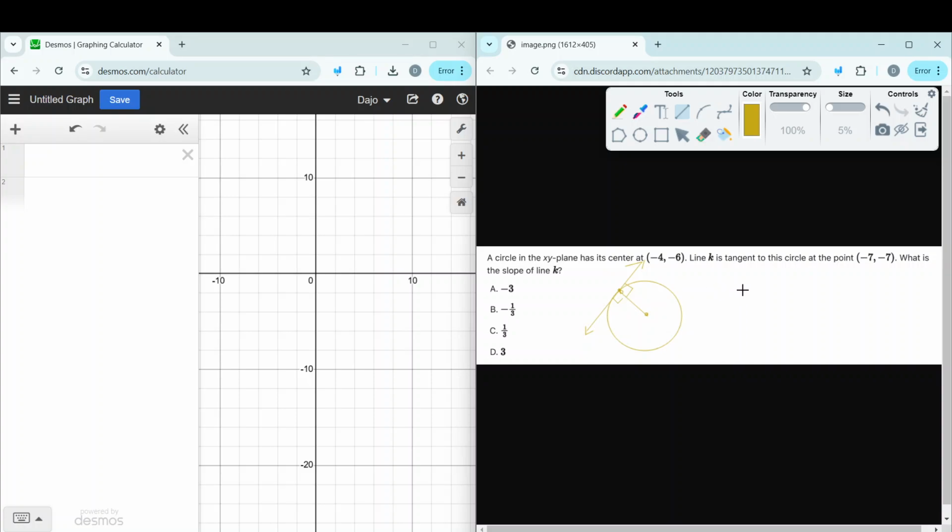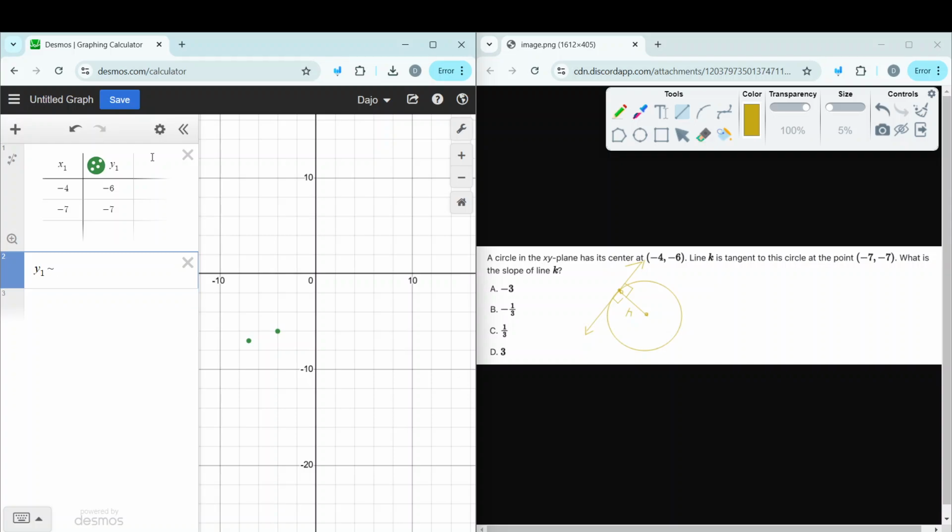So now that we know they're perpendicular, we can use the properties of perpendicular lines. So we have one point here and one point here, and we can find the slope of the radius, because this is the radius. So we're going to type in a table. We have the center at (-4, -6), and a point on the circle (-7, -7), because when you have the center and any point on the circle, that's how you find the radius, right?